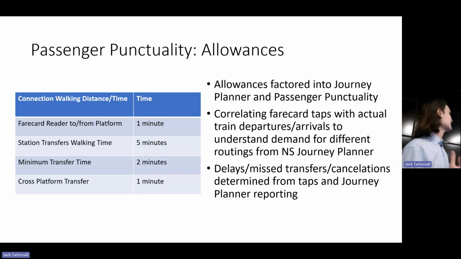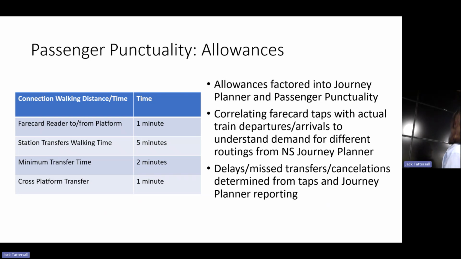And so this uses various allowances to connect tap-on and tap-off times and data from the OV-chipkaart system to the NS Journey Planner to work out which trains passengers probably took. So, for instance, they assume it takes 1 minute to go from a fare card reader to the adjoining platform. You need up to 5 minutes to change trains at a station, a cross-platform transfer will take 1 minute, et cetera.